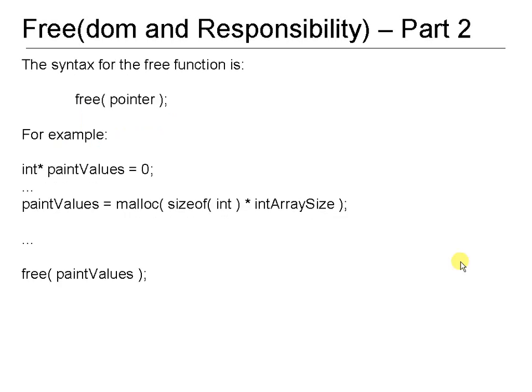The syntax for the free function is free and then the pointer. For example, let's say we have pAIntValues, which is an integer pointer. Then we call malloc with that. Oops, I forgot to cast it to an int. That's taken care of. So I cast it to an int, and then I do some work or whatever. When I'm all done, I must call free with pAIntValues, and that will release the memory, free it up, and give it back to Windows for some other use.